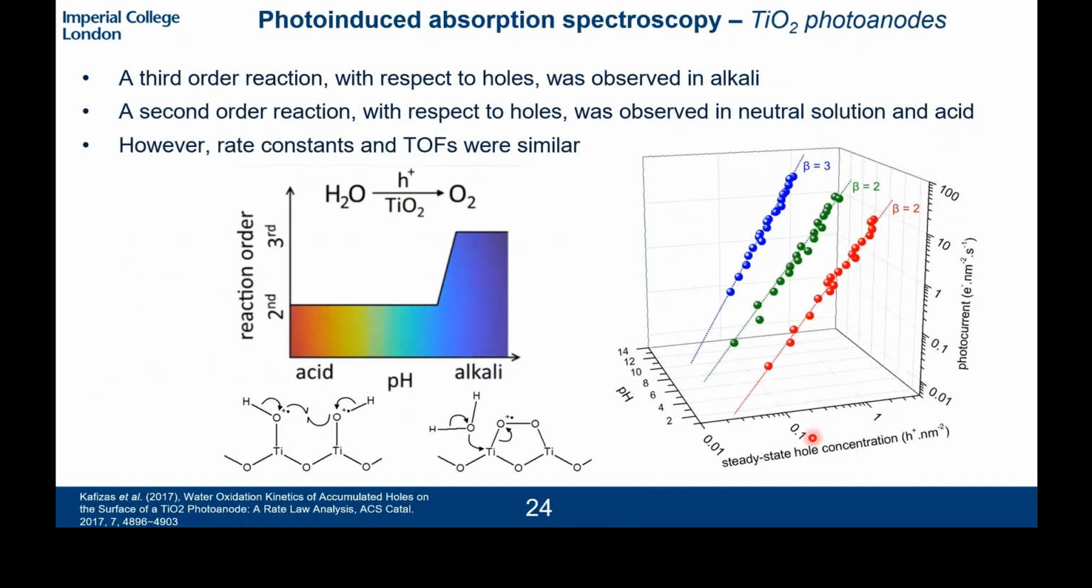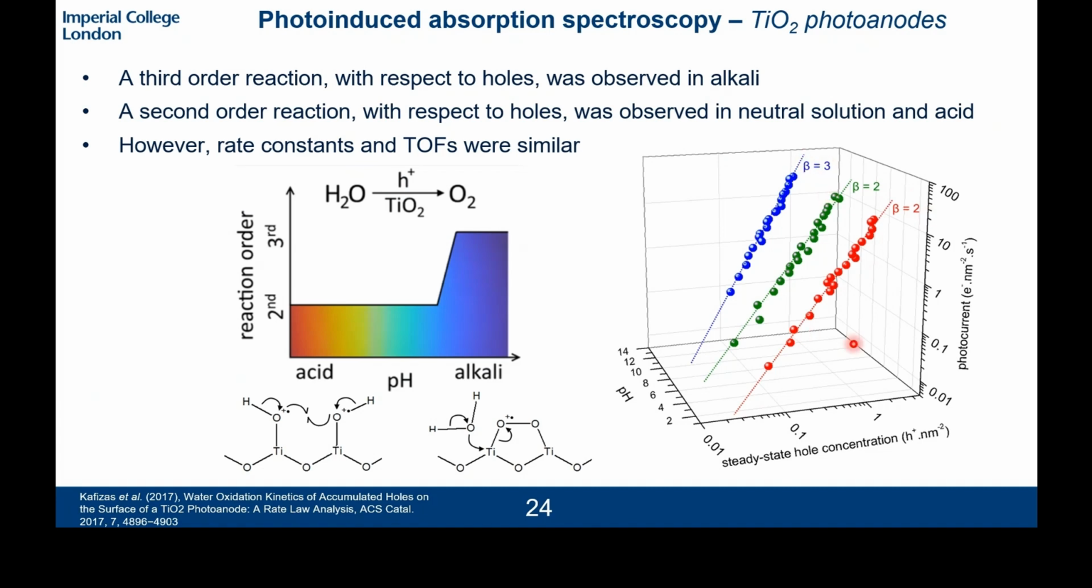And that's what I did here at a range of different pH. So I studied the reaction in acidic, neutral, and alkaline pH. And I saw that in alkaline pH, the slope of the reaction was approximately 3, which told me that the rate limiting step in this water oxidation process occurs on the third hole transfer, whereas in neutral and acidic pH, that rate limiting step occurred when beta was approximately 2.